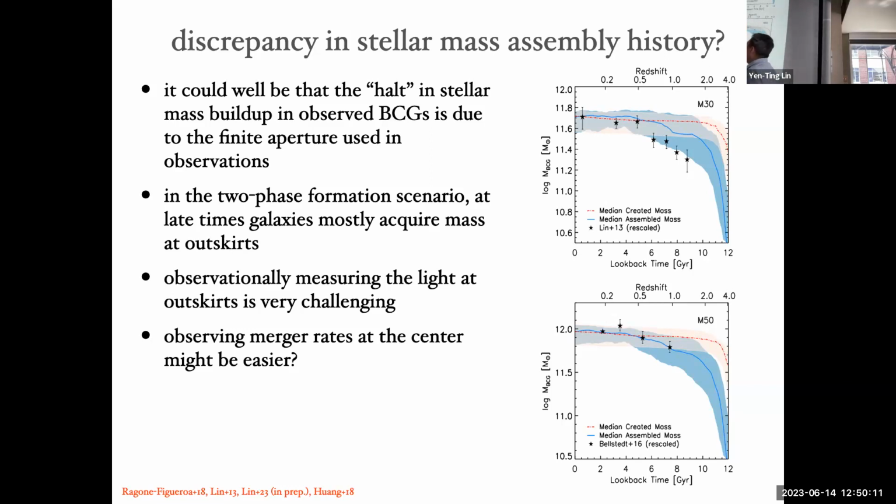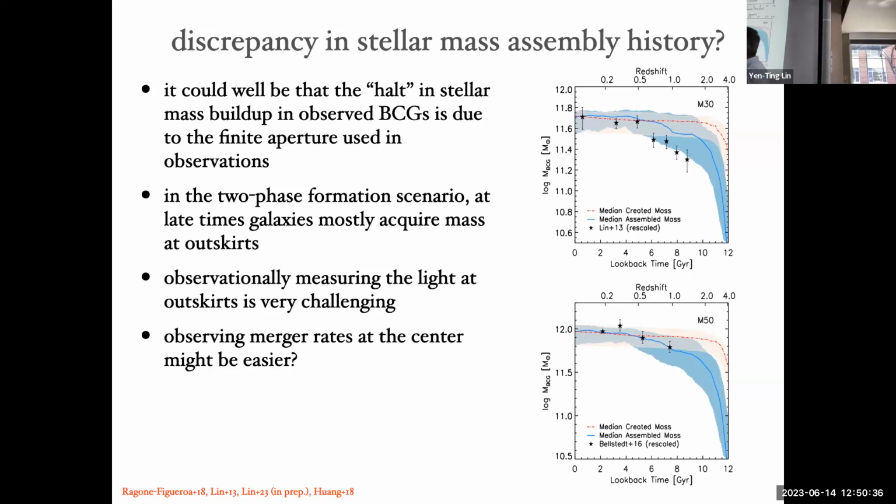However, observing the BCG light out to large radii is very challenging. It requires very flattened images and also careful treatment of the surrounding satellite galaxies in the cluster core. And only very few people in the world can do that well.